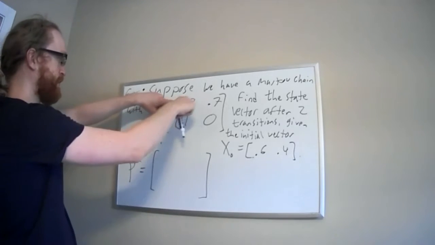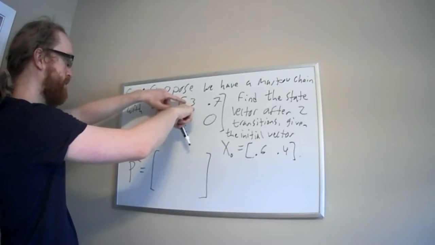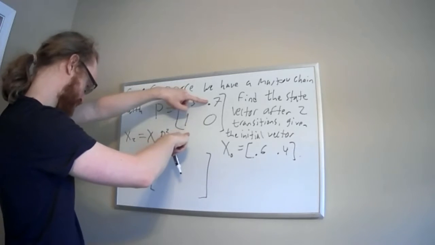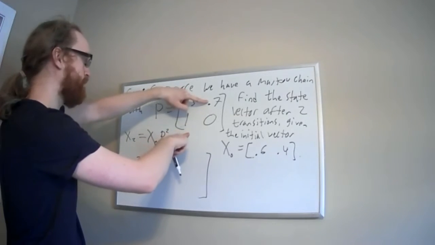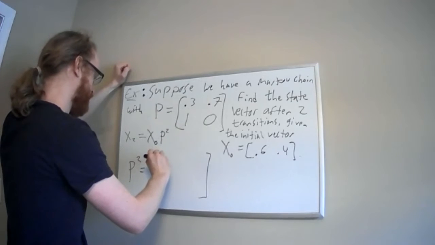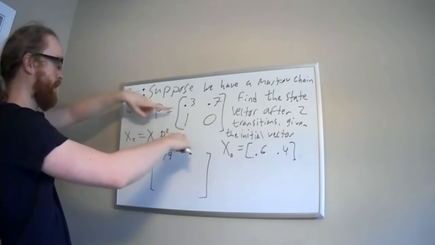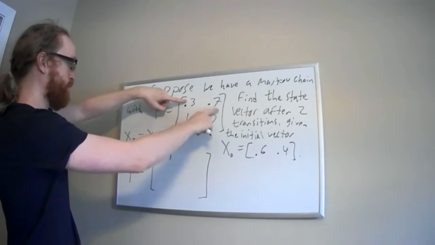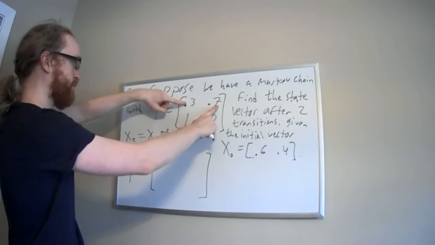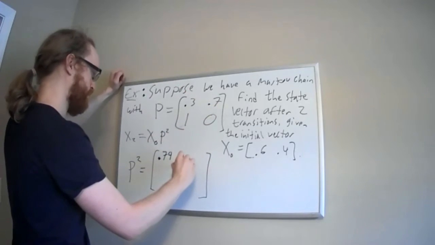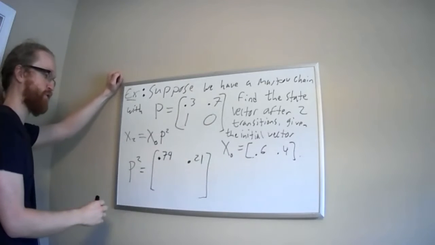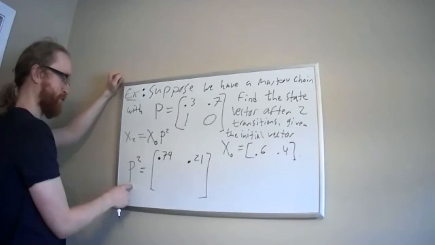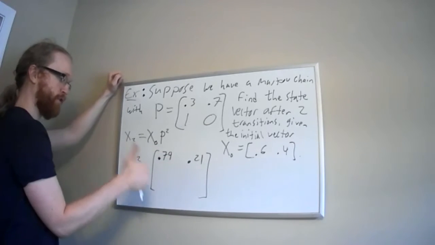So I take first row times first column: 0.3 times 0.3 plus 0.7. So that's 0.09 plus 0.7, so that's 0.79. And then we're taking first row times second column. 0.3 times 0.7 is 0.21. Plus 0 is just 0.21. And we double check to make sure these do in fact add up to 1. So we're good because this is a transition matrix, so the rows have to add up to 1. So far it looks good.